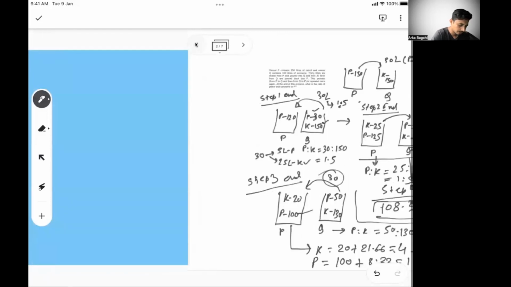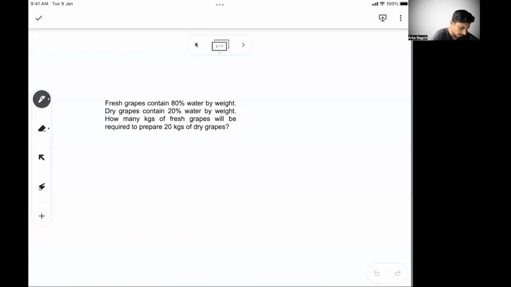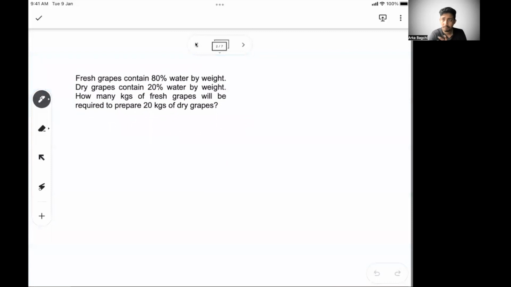Let's move to the previous problem, the last one for the day. This is a CAT problem. It came to CAT 2-3 times. They said fresh grapes contain 80% water by weight and dry grapes contain 20% water by weight. So can I say my fresh grapes is nothing but dry grapes plus water? So if I have dry grapes and add water, I will get fresh grapes.